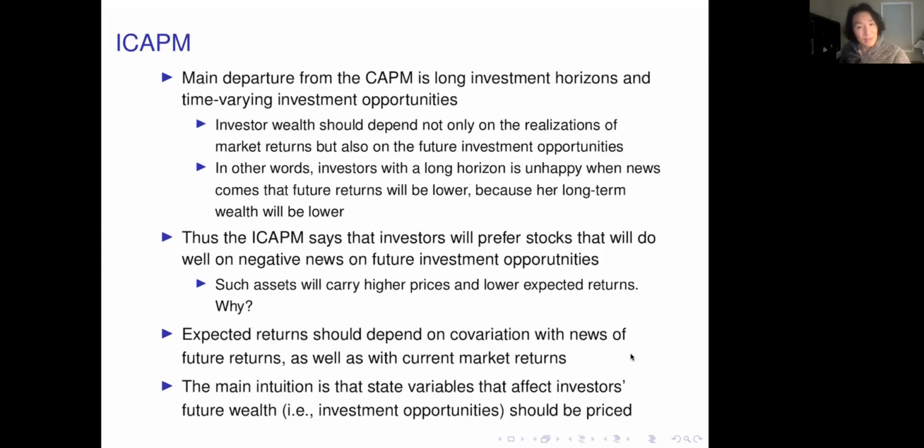Why? If there's news about the future investment opportunities which is bad, and there are some stocks that will do well on those bad news, that kind of stock is a good hedge. It's a good insurance. Therefore, you want to pay more for such assets. So the investment return should depend on covariance with news of future returns as well as the current market return.